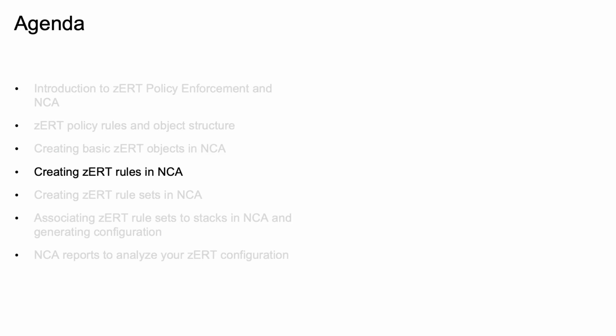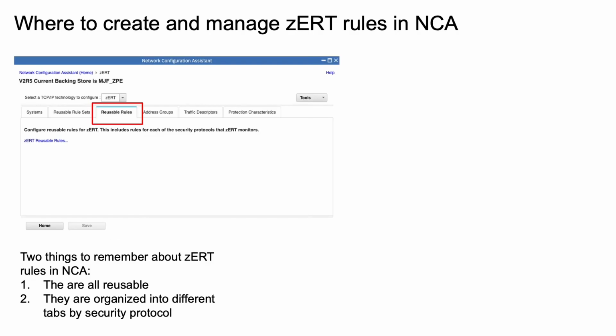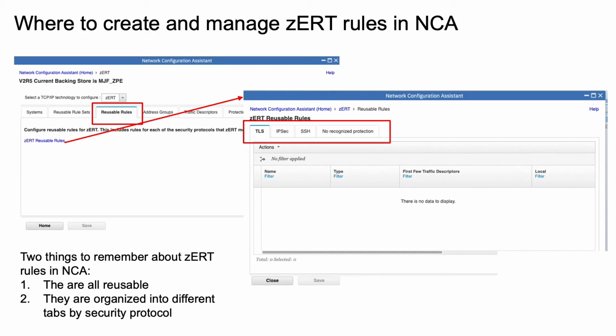Now we'll discuss creating ZERT rules in the NCA. Remember that all ZERT rules are reusable, so they are created and managed under the Reusable Rules tab on the Systems tree. Within that tab, they are organized in tabs by security protocol: TLS, IPsec, SSH, and no recognized protection. For our example in this presentation, we'll show you the creation of a TLS rule.